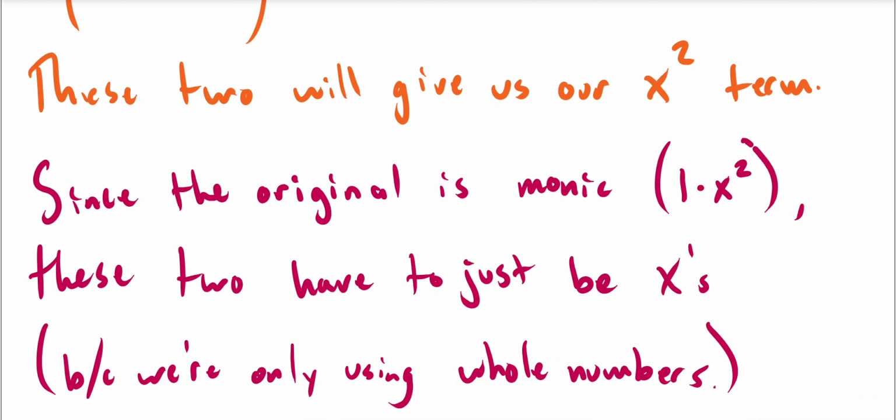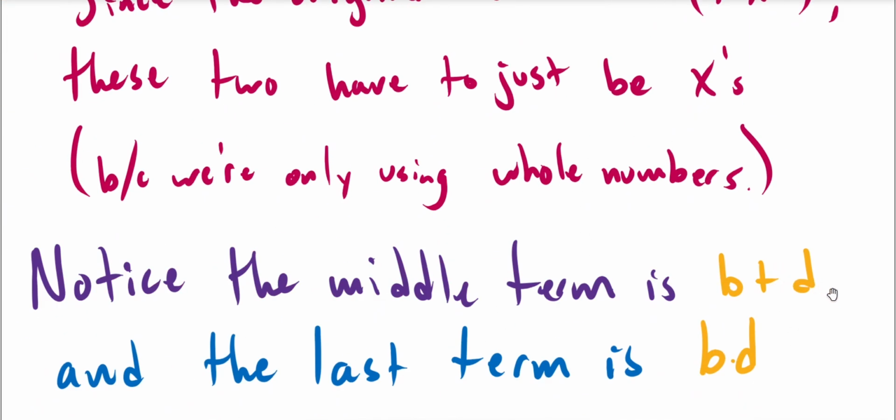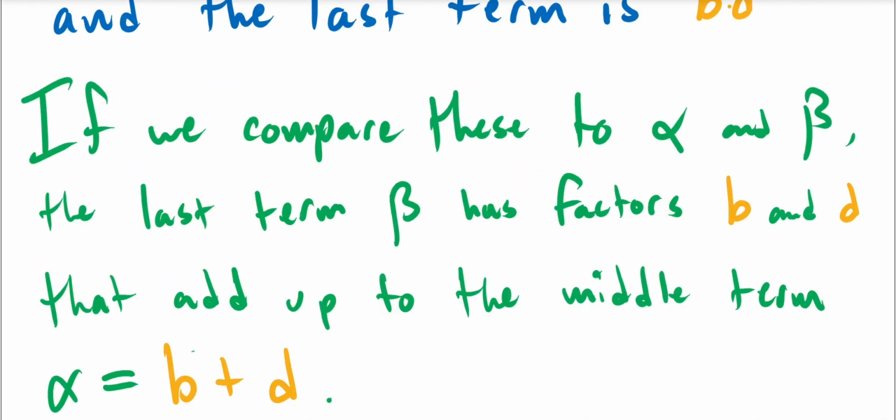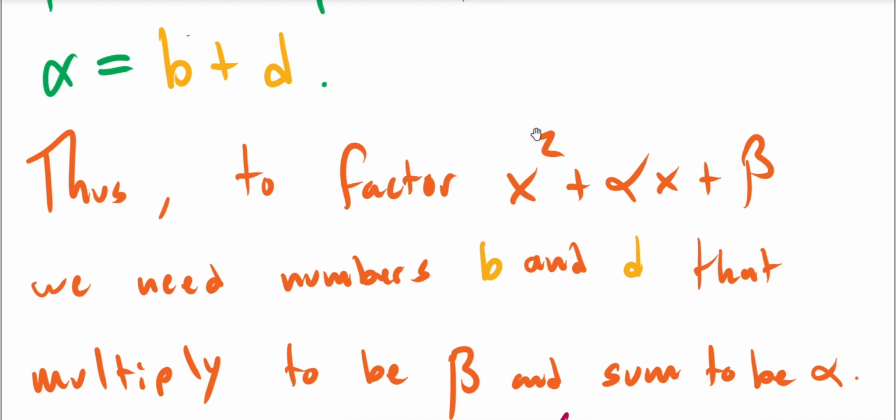So to reiterate, we need, if the original is monic, that is to say 1x squared is the leading term, then the two x's in our factored form also have to have 1's in front of them. The middle term was b plus d, and the last term is b times d. So there's going to be a relationship between products and sums that we're going to have to investigate. So comparing that to our original notation where we had an alpha and beta, the middle term was alpha, and alpha has to be the sum of those two numbers from the factored form. So to factor something that looks like x squared plus something x plus something, we need this last term to have factors, that is to say two numbers that multiply to be it, that sum to be the middle term.